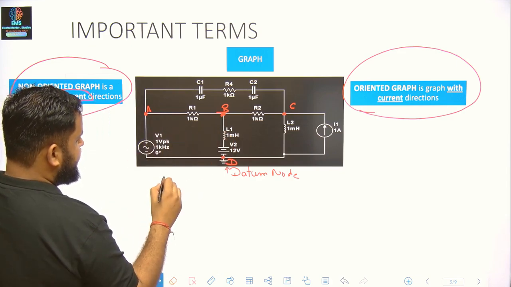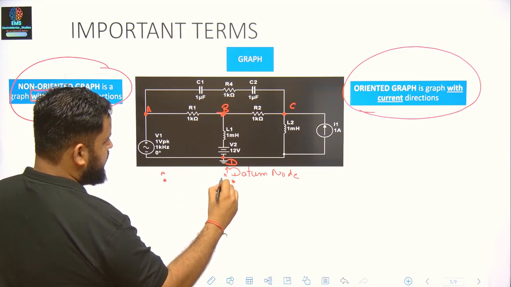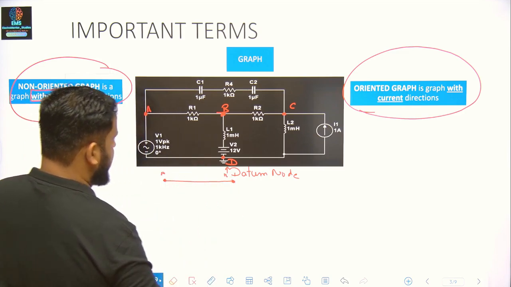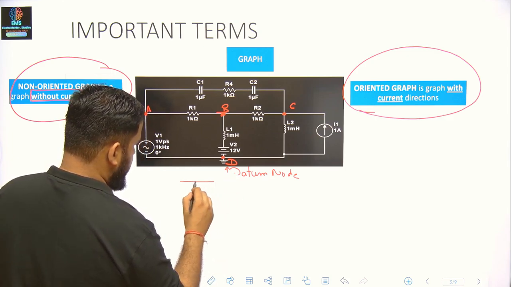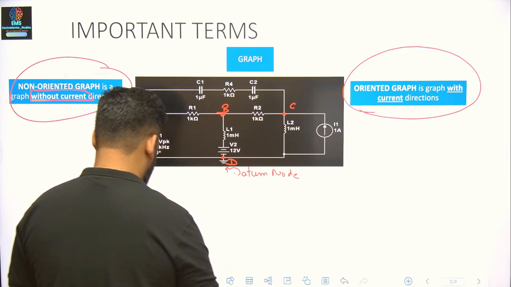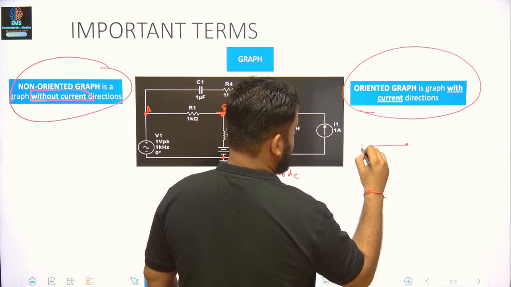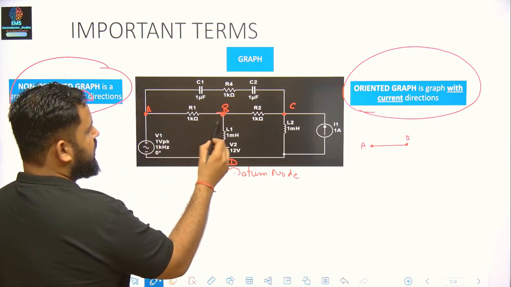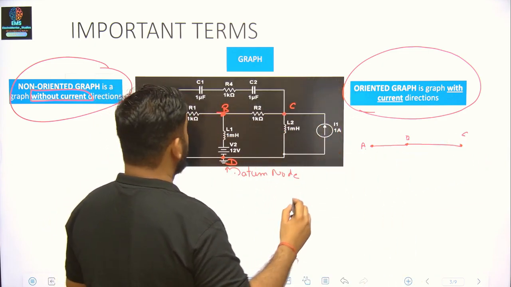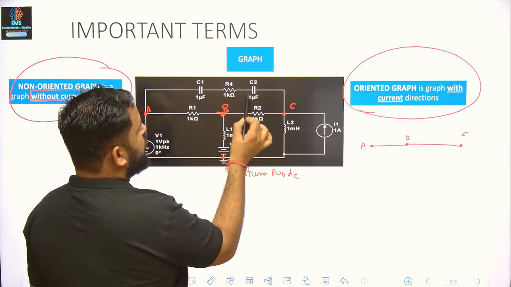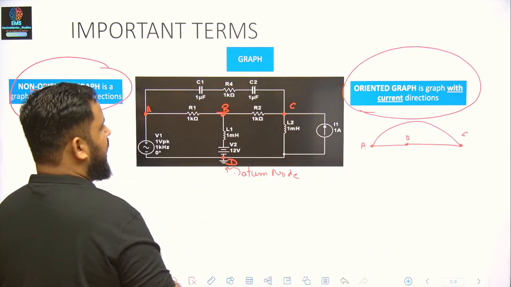From A to B, we have a resistor connected. Let me draw it in a much clearer way. From A to B, we have a resistor. From B to C, we again have a resistor. From A to C, we have a capacitor and a resistor. How many components there are doesn't matter, but there is a branch existing.